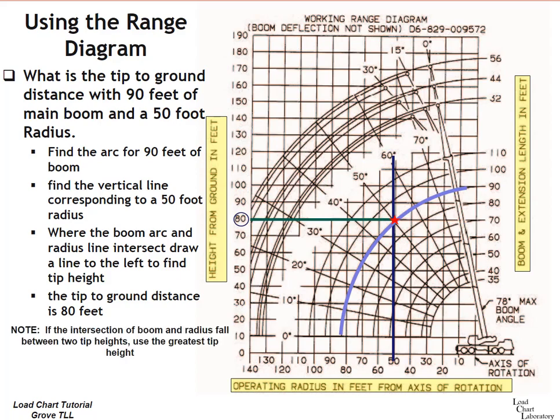A note, and I'll mention this again, it will be illustrated in the next example, but let's mention it now because it's important. If the intersection of boom and radius falls between two tip heights, use the greatest tip height. What does that mean? Well, if your green line ended up falling between 80 feet and 90 feet, you would use 90 feet as your tip height. If it fell between 70 feet and 80 feet, you would use 80 feet as your tip height. Always use the greatest tip height.